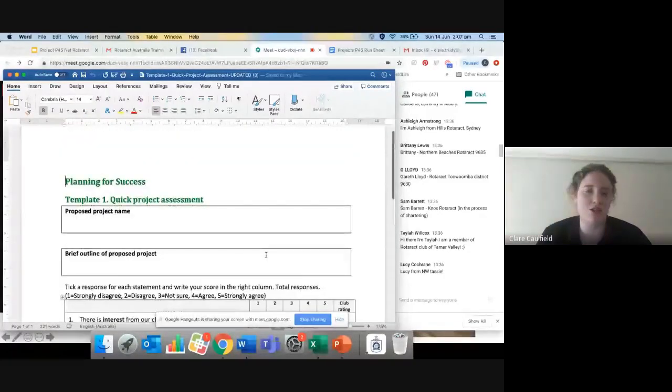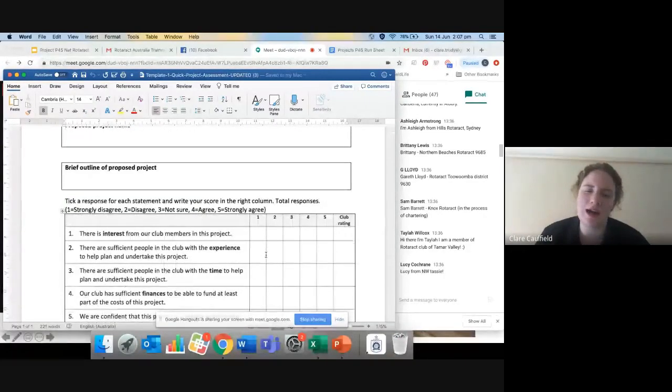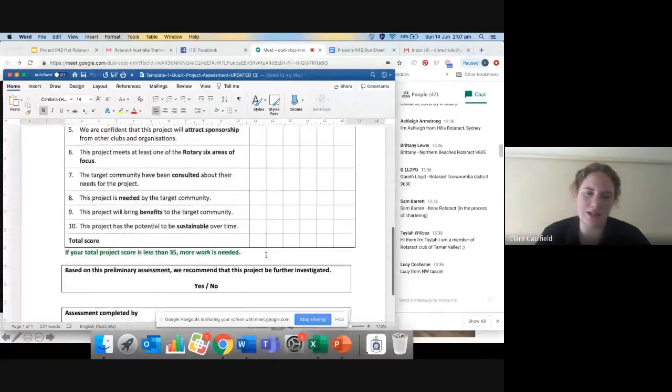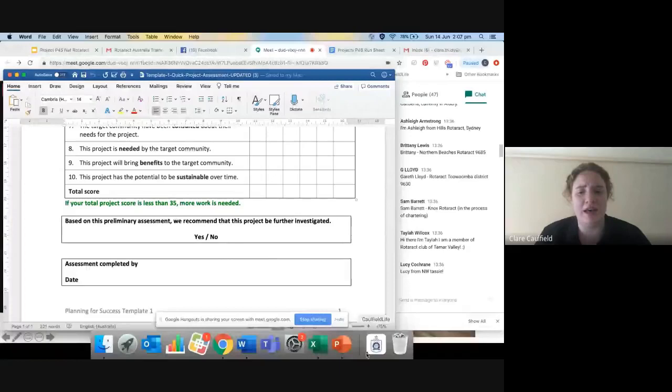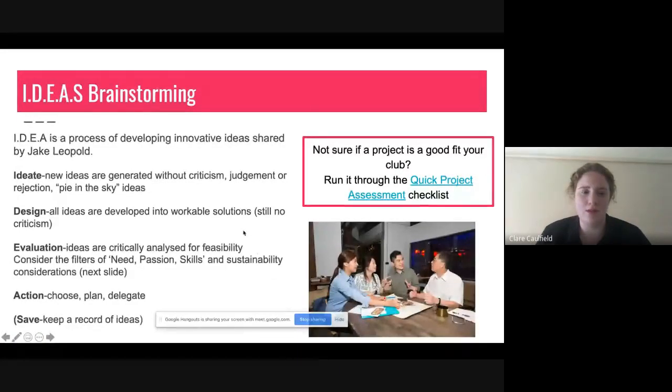So I think this is just a really quick tool. I've been trying to work out how to digitize it. If anyone has an idea how to digitize this, please let me know. I think this is a really good tool to help people quickly assess whether projects are right for them.